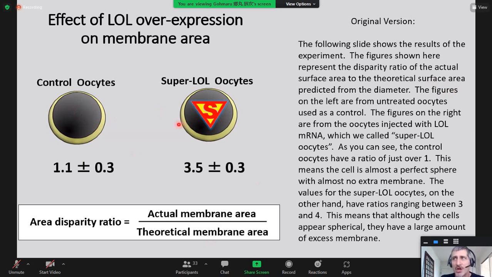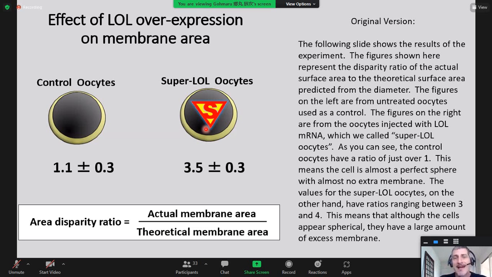The figures on the right are from the oocytes injected with LOL mRNA, which we call super LOL oocytes. Okay. This is not terrible, but what are we saying about the experimental group? These are the oocytes injected with LOL mRNA. Depending on your audience, this might be very difficult to understand. This injection of LOL mRNA is the procedure, the experimental procedure that was done.